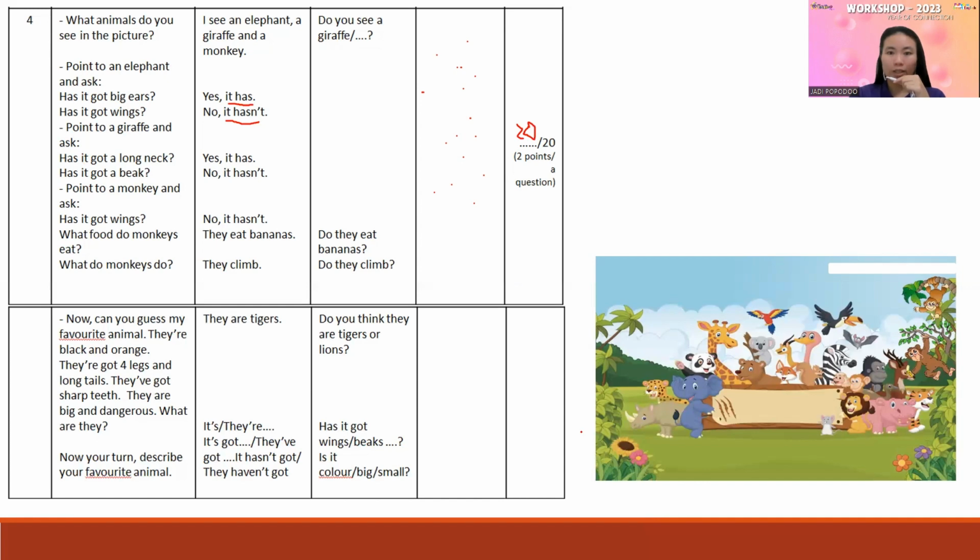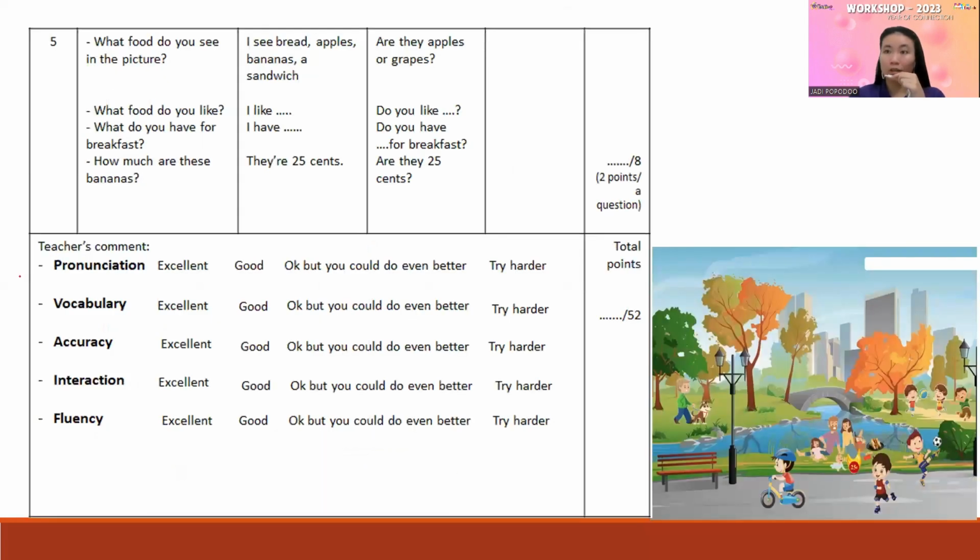And next one here, I have part 5. The last part is you need to go back to the first speaking pictures. What food do you see in the picture? You need to show the picture here and point: what food do you see in the pictures? Okay, then the student can say I see blah blah blah. I see apple, I see banana as well. Okay, and then, what food do you like?